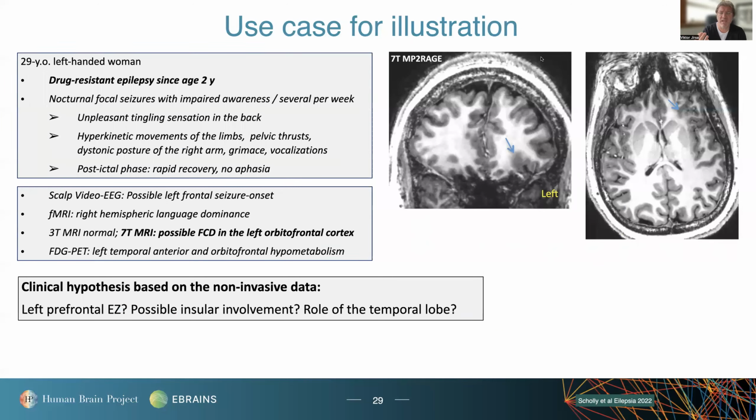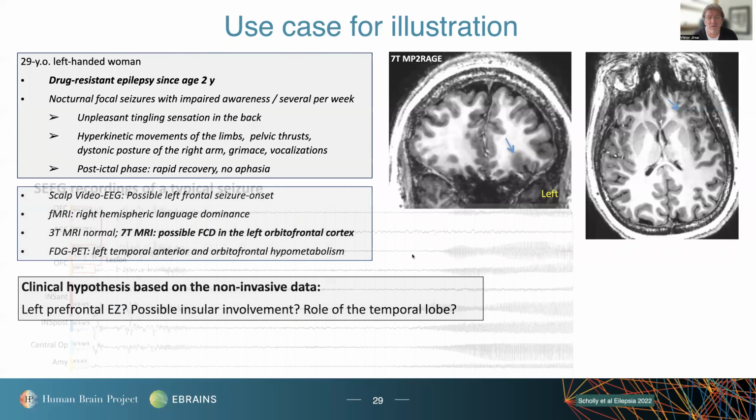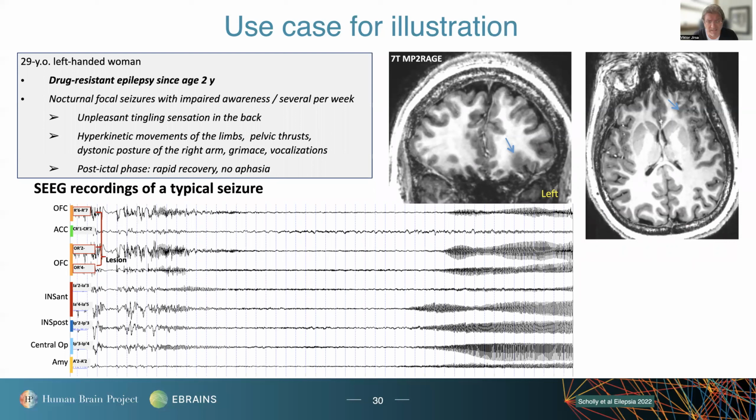Here we have a particular patient that went through clinical routine, and in 3T we did not see any lesion. It was a completely MRI-negative patient, but you see actually when you go through high field MRI, there is actually a lesion that has been detected, a dysplasia in the left orbitofrontal cortex. In 7T, it was visible. The patient was implanted, and seizure recordings were performed, in particular also some of them around the lesion area that has been seen.